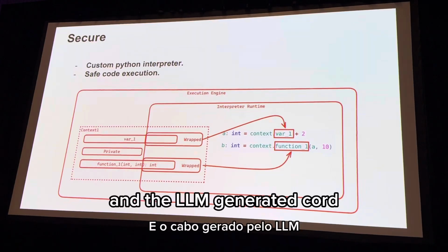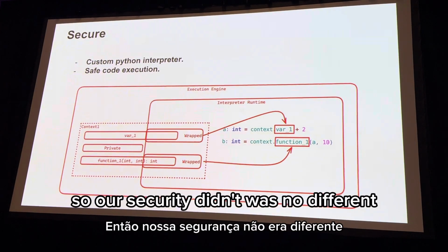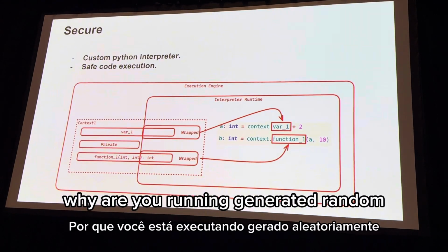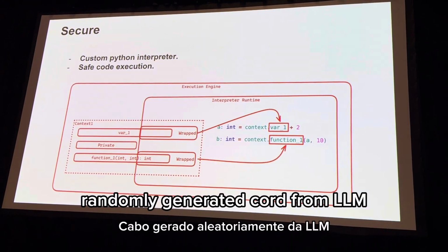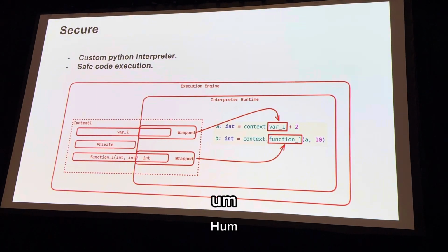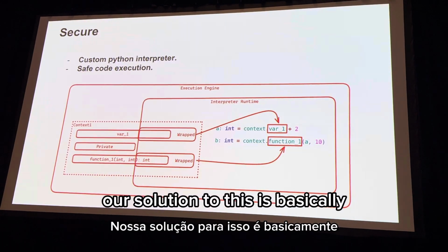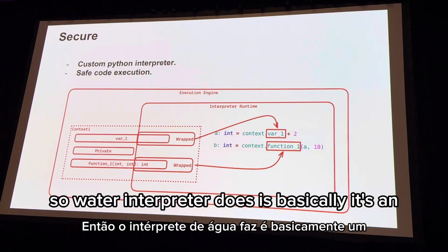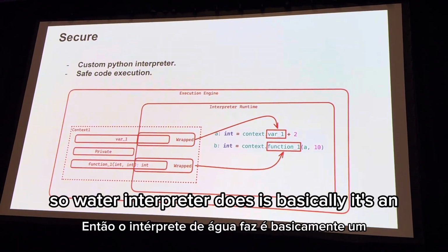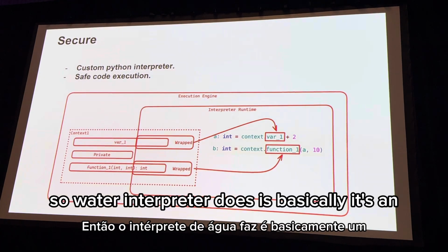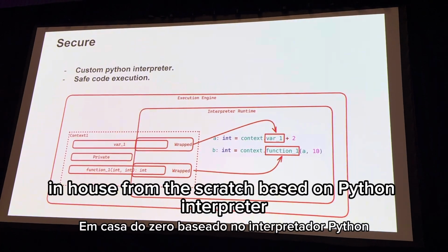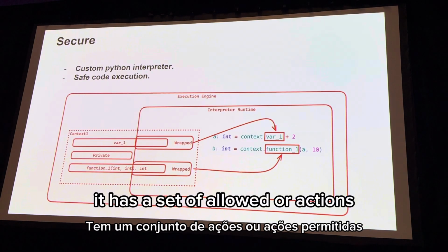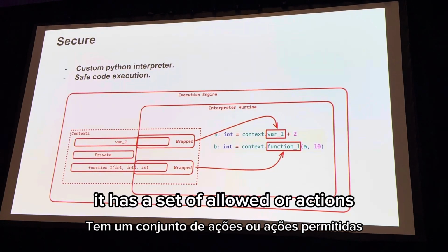So, the LLM generated code. Our security team was no different. They were like, what are you guys doing? Why are you running randomly generated code from an LLM? So our solution to this was building a custom Python interpreter. Our interpreter is in-house, built from scratch based on Python. It has a set of allowed actions.